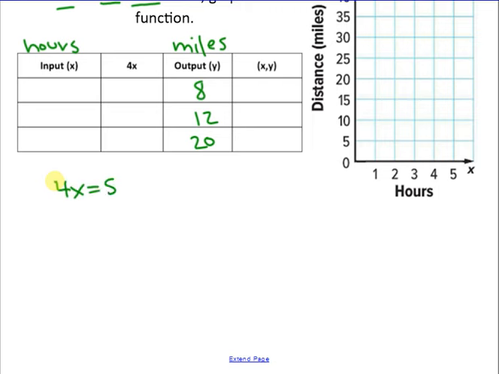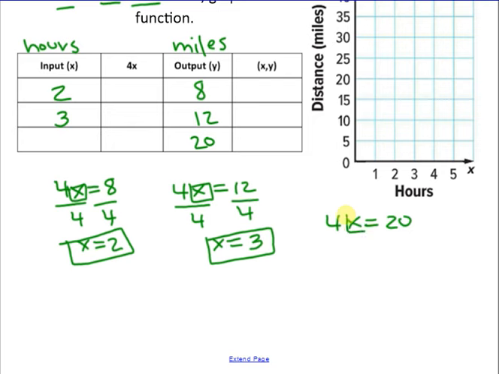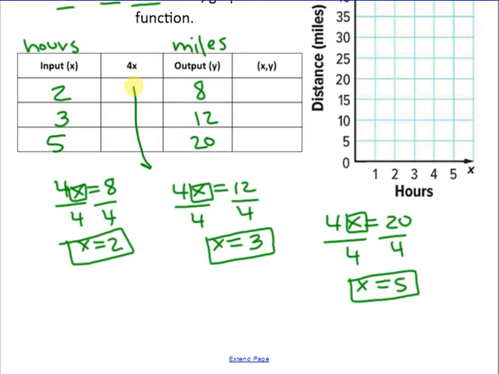So I need to go ahead and work backwards and solve. So 4x equals 8. Divide by 4. x equals 2. 4x equals 12. Box my variable, divide by 4. x equals 3. And then 4x equals 20. Box my variable, divide by 4. x equals 5. And you can leave this column blank because you just showed all your work here.